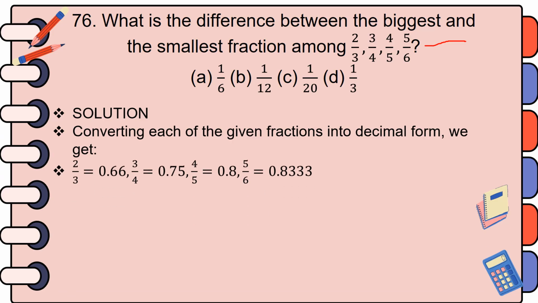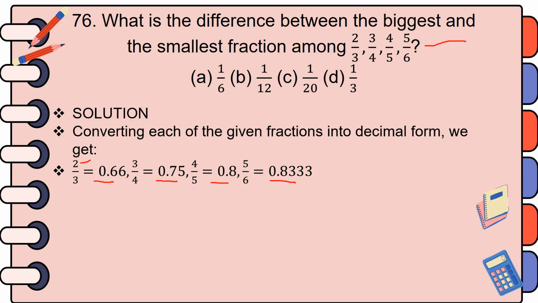So 2 over 3 means when you divide 2 by 3, you get a value which is equal to 0.66, or the decimal form of 2 over 3 is 0.66. Again, the decimal form of 3 over 4 is 0.75. Then the decimal form of 4 over 5 is 0.8. Continue and divide the next fraction. Then 5 over 6 is equal to 0.833.